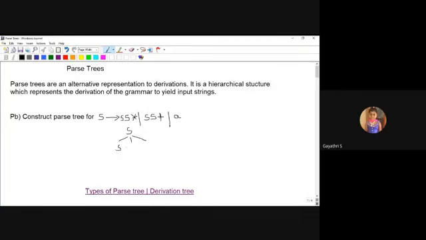S means S S star. So for this S, I will choose S S plus. For this S, I will choose a, then star. And this S, I will choose a. For this S also I will choose a. This is based on my choice. Here, this is not a problem. This is a way of how to construct a parse tree for the given production rule.